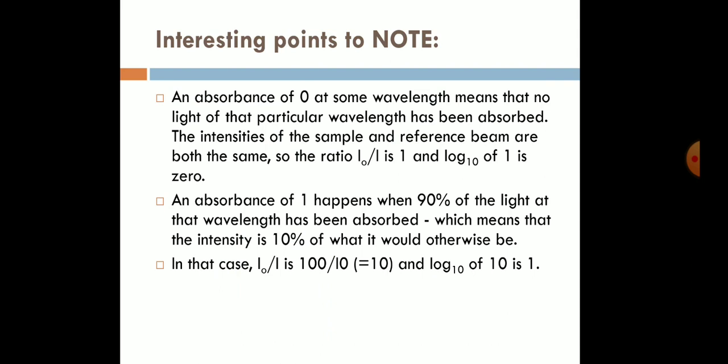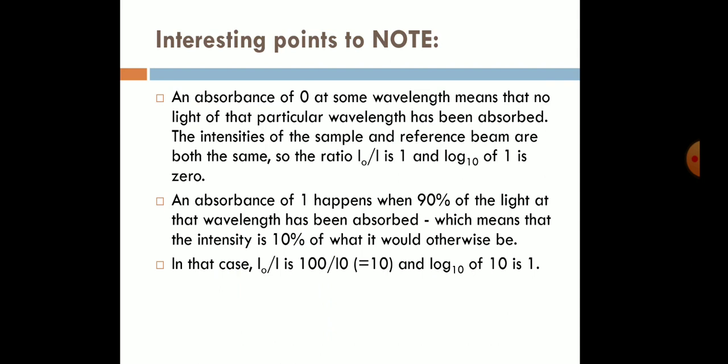Now some interesting points to note. An absorbance of 0 at some wavelength means that no light of that particular wavelength has been absorbed. The intensities of the sample and the reference beam are both the same. It means there is no change in the intensity of the light when it is passed through the sample. So I naught by I will be equal to 1 and log base 10 of 1 is 0. So absorbance is 0 when there is no absorption of light of one particular wavelength that is passed through the sample.